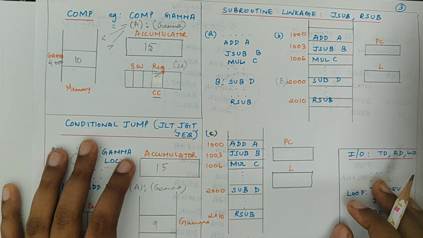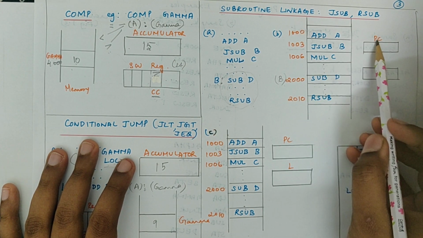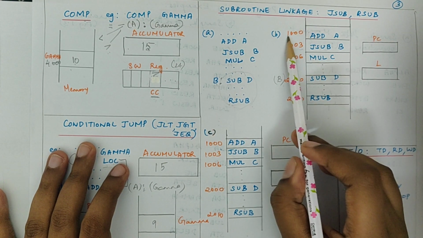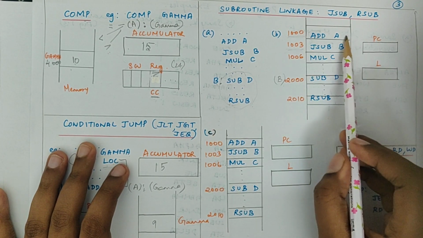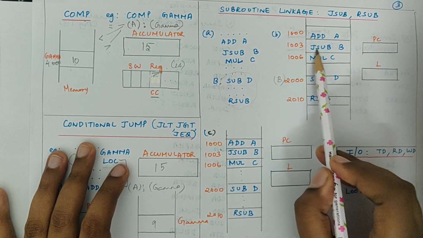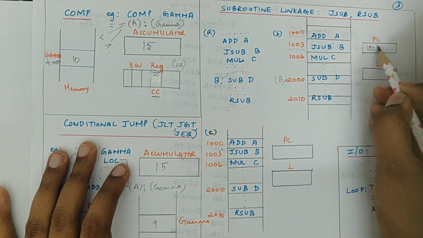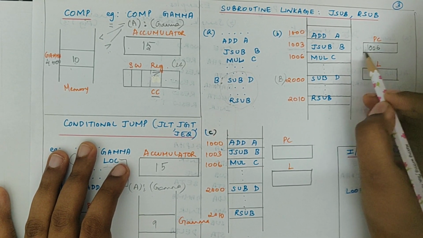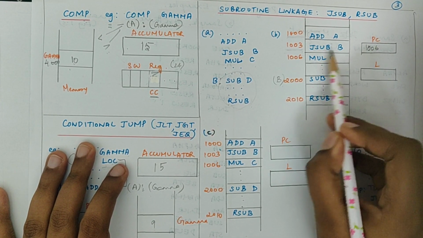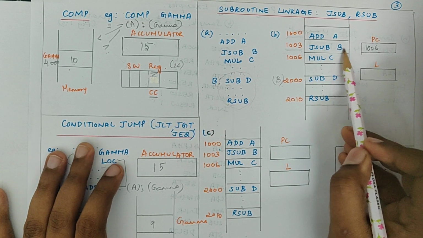Now let's try to understand what happens. Initially, the program counter points to the address of the instruction being executed. So PC initially contains 1000, and when the ADD instruction is executed, PC will be updated with 1003. Then when the JSUB instruction is executed, PC will be updated with the address 1006. Now PC contains the address 1006. This is jump to subroutine B. There is no condition; directly you are telling it to jump to this location B.